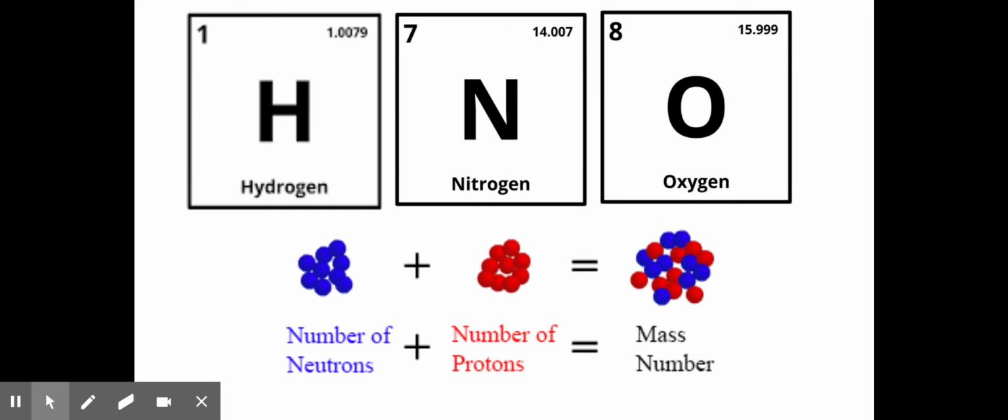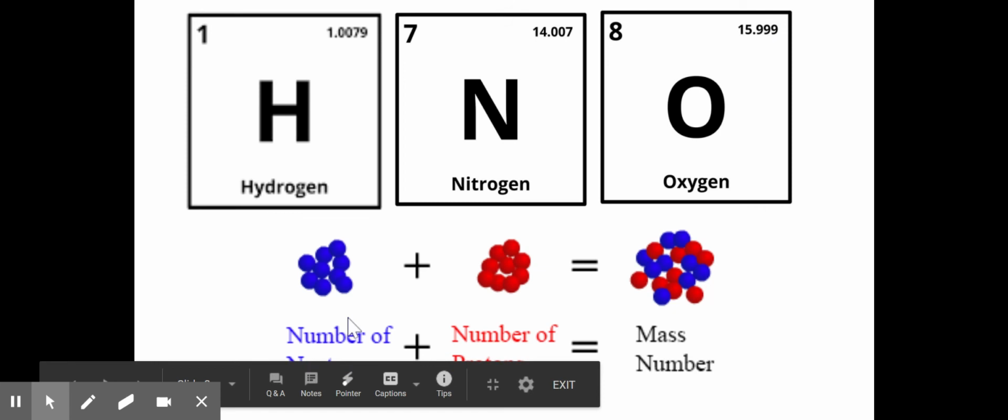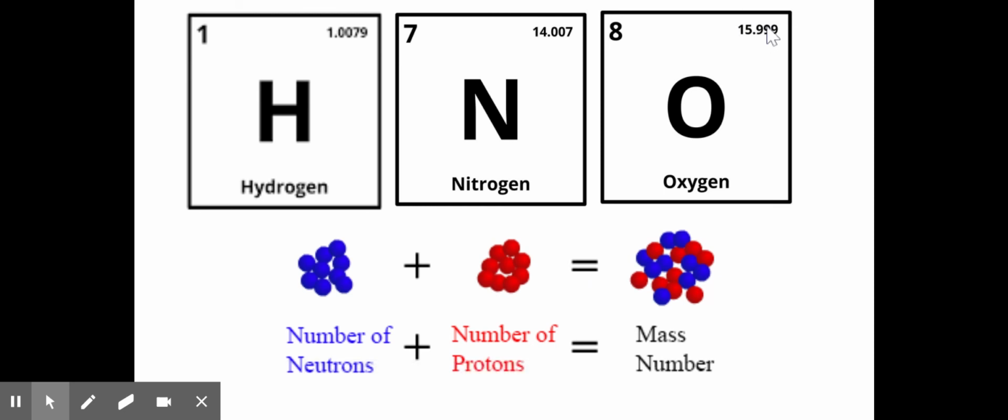So right now, you can just use the number in here and round it. For example, 15.999, you can just change it to 16. That gives us a whole number, because the number of neutrons is a whole number and the number of protons is a whole number. So we're just going to use a whole number for now. This one can be 16. This one, we get rid of the 0.007, so it's 14. And this one is basically 1.